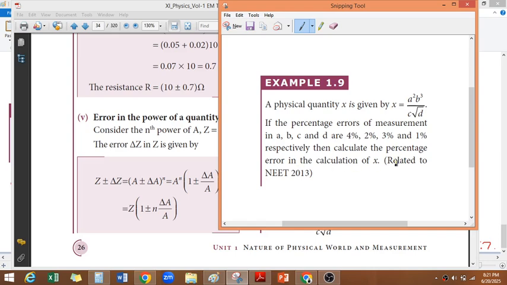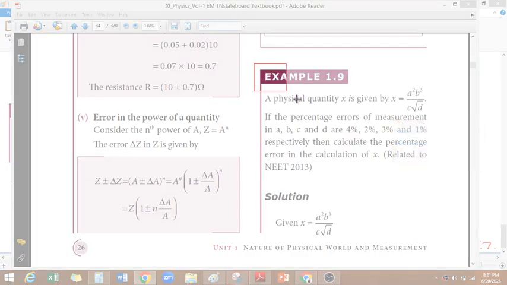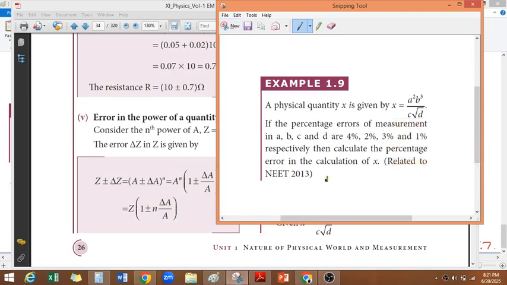In the book itself they have given that this is related to NEET 2013.